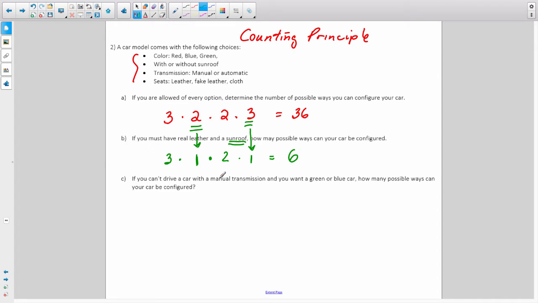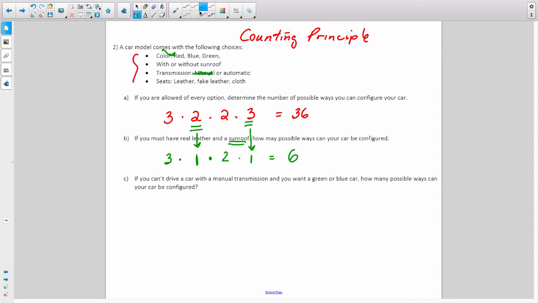Last one, if you can't drive a car with a manual, okay, so we're getting rid of this. And you want a green or blue car, so we're getting rid of this. Oops, sorry. Oh, goodness. Bam, got you. Okay, how many possible ways can your car be configured? Well, how many colors do we have? Just 2. Still have 2 sunroof options. We're down to just 1 transmission and back to 3 on the leather. Multiply those. 2 times 2 is 4, times 1 is 4, times 3 is 12. That's the counting principle.